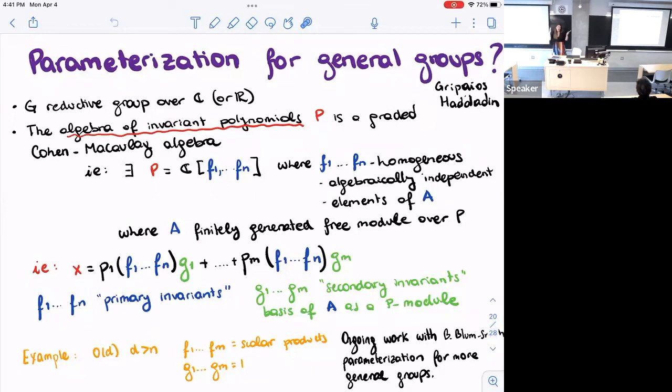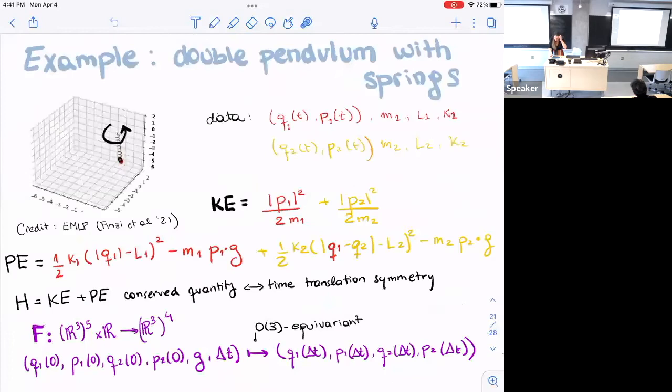So if your space of invariant polynomials has a basis that is small enough, then you can use it to generate and parameterize the space of invariant functions. In our case, in O(d), if d is greater than n, we know that the primary invariants are the scalar products and the secondary invariants are trivial. That's basically what we're doing here. In the case of graph neural networks, the space of invariants is actually exponentially large, so you cannot use it as a parametrization in neural networks. That's what's going on. So I have some examples of the application of this parametrization for some specific problems.